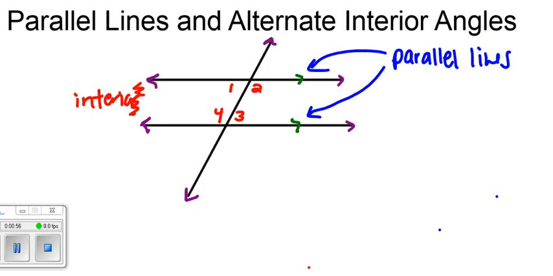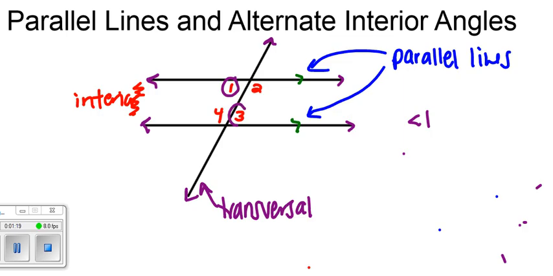Remember, they have to be on opposite sides of the transversal, which is this one, that line right there. So they have to be on opposite sides of that because that's the alternate part. So like I can't pick 1 and 4 because those are both on the left side of the transversal. So your alternate interior angles in this picture would be like angle 1 and angle 3.